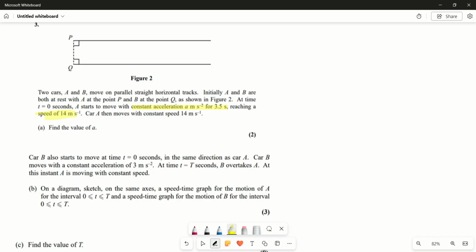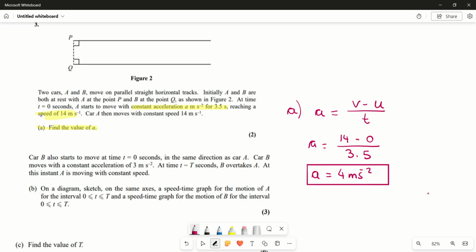So I would like to find, first of all, the acceleration. To find acceleration, I do know acceleration is the change in velocity over the time taken. The final velocity reached is 14, started from rest, so initial velocity is 0, over 3.5 seconds. So therefore acceleration must be 4 meters per second squared.